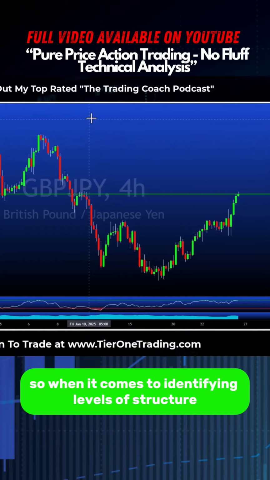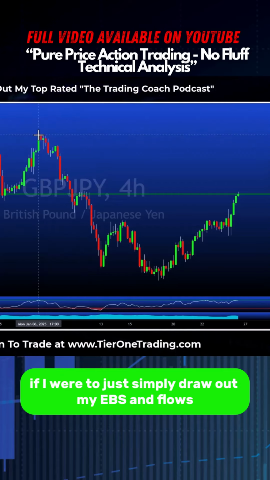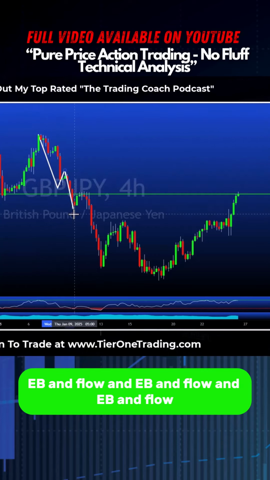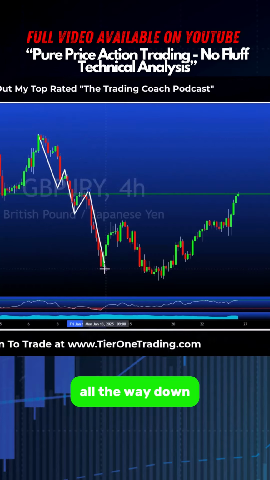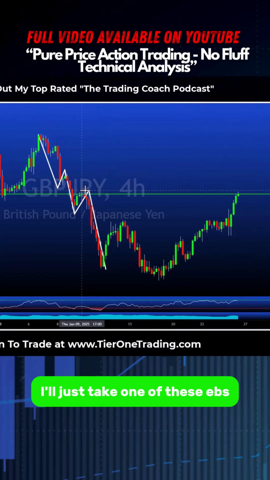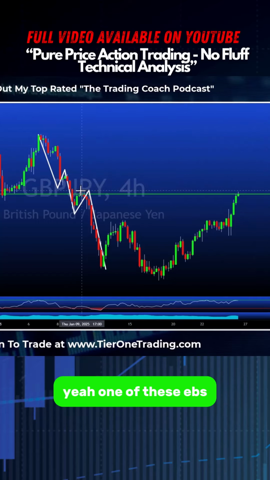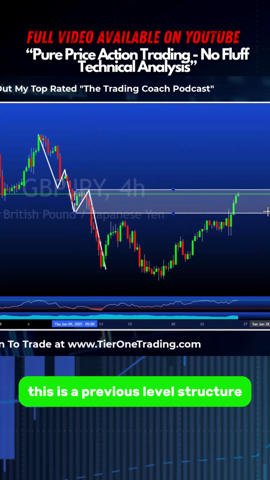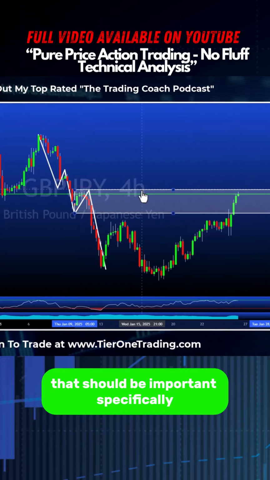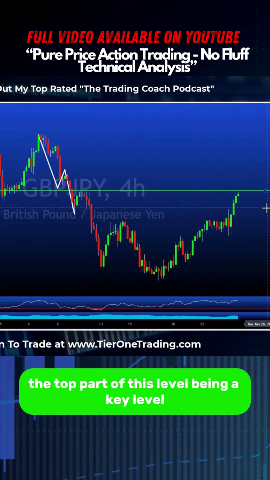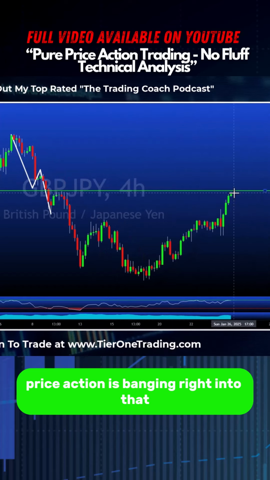So when it comes to identifying levels of structure, if I were to just simply draw out my ebbs and flows, where I'm going like this, ebb and flow and ebb and flow and ebb and flow all the way down, if I want to see which levels are important, well, look at this. I'll just take one of these ebbs, connect the dots to one of these flows and say, boom, this is a previous level of structure that should be important, specifically the top part of this level being a key level. And you can see price action is banging right into that.